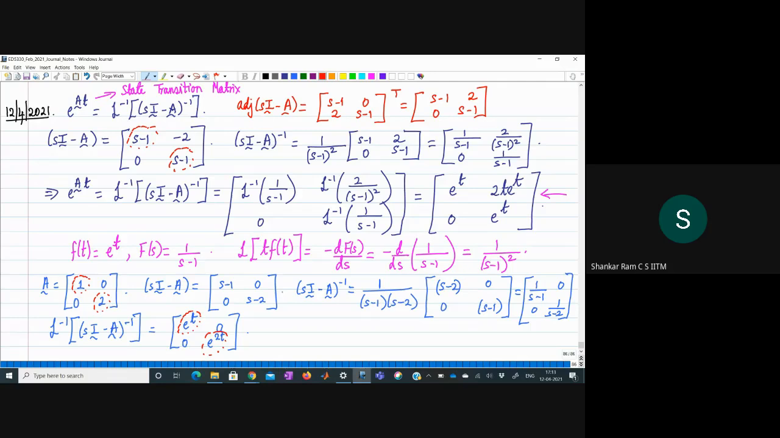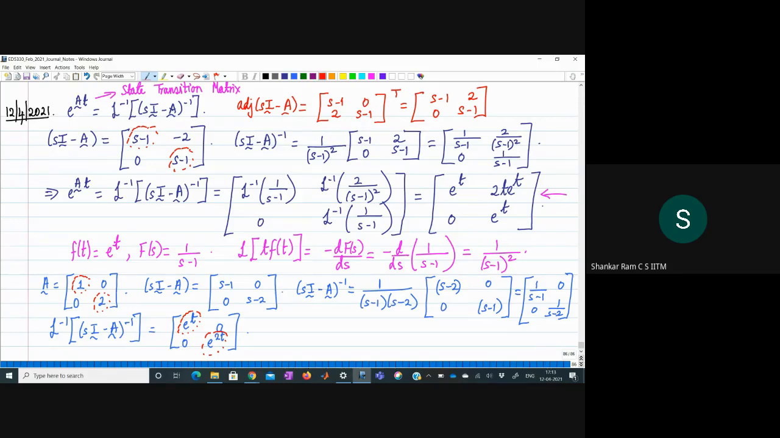You can see that the diagonal entries are e power t and e power 2t, and they are nothing but the elements that appear as the diagonal entries in the matrix A. The diagonal entries are 1 and 2, so we get e power t and e power 2t, right? So this is a very special case. When the matrix is a diagonal matrix, the exponential of the diagonal matrix will also be a diagonal matrix with the entries being the exponentials of the individual diagonal elements of the original matrix.